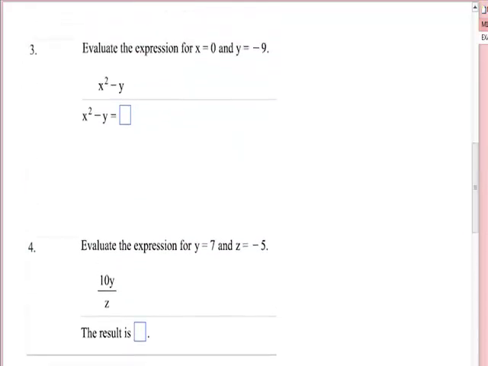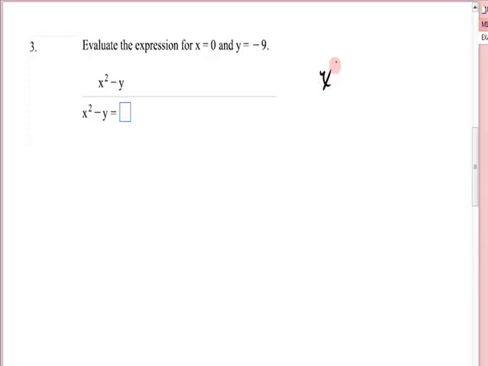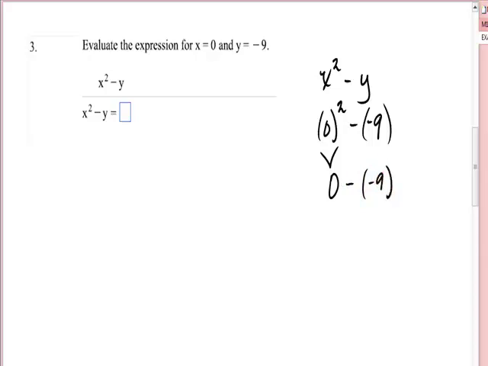Let's look at number 3. I intended to give myself some more workspace. All right, I have x squared minus y. In the place of x, I'll put 0 squared minus, and in the place of y, I'll put a -9. You could put the -9 in parentheses if you wanted to. The order of operations would tell you to do exponents first. 0 squared is still 0. Then I have minus a -9. Subtraction, time for the red pen. Keep, change, change. That gives me 0 plus 9, which is 9.